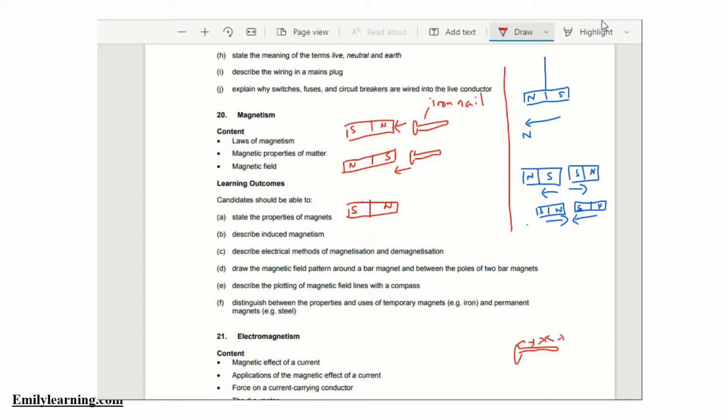So when a magnetic material is placed close to a magnet, the side of it closer to the magnet will have the opposite pole being induced in it. Therefore, when the iron nail is placed close to this magnet here, a south pole is induced at the side of the nail closer to the magnet, and a north pole is induced at the side further away from the magnet. Due to this induced magnetism in the iron nail, attraction takes place, because these are unlike poles. So this is what you need to know about induced magnetism.